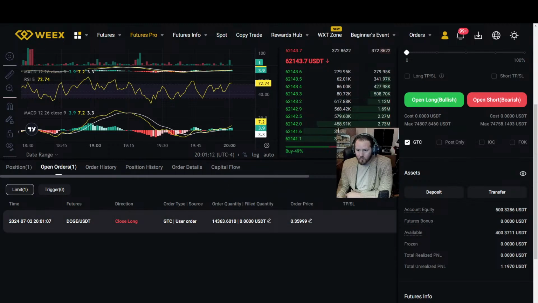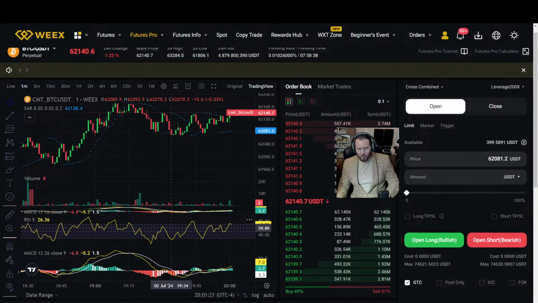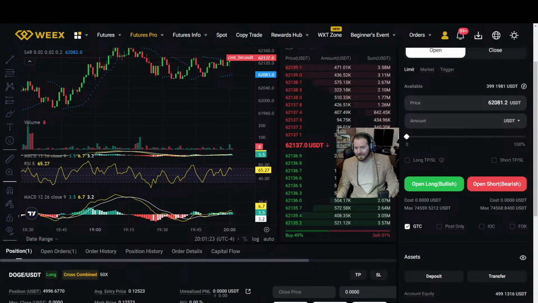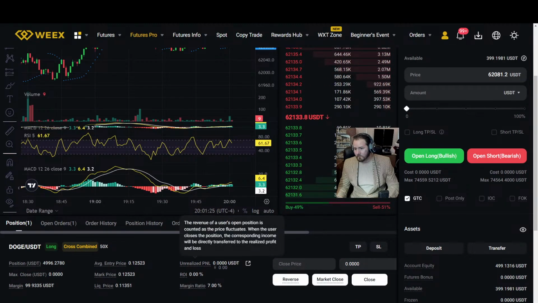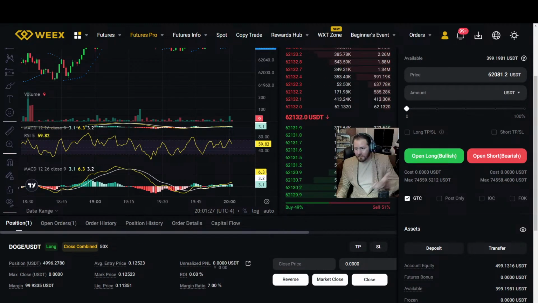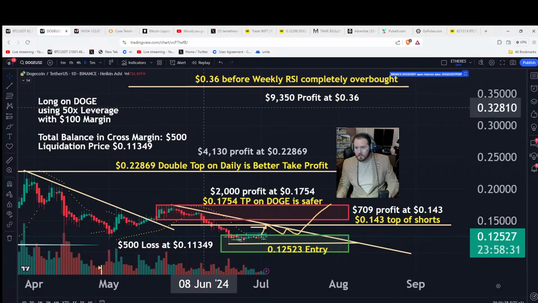So by having an order in there first, if the Doge goes to 36 cents, my order would fill faster than all the people at 30 cents. And going over here, I would earn over $9,000 from this trade. Right now, I'm at break even. Price keeps staying around my entry for some reason.